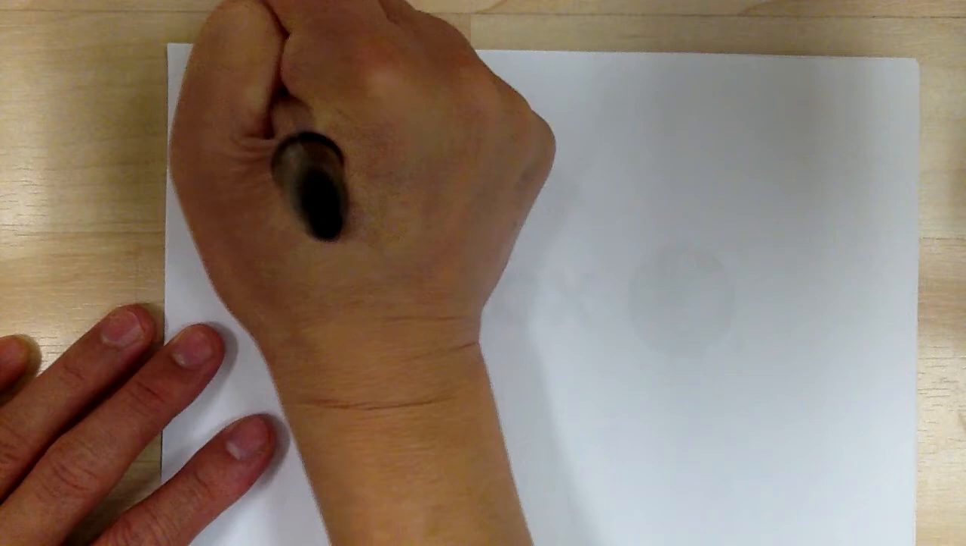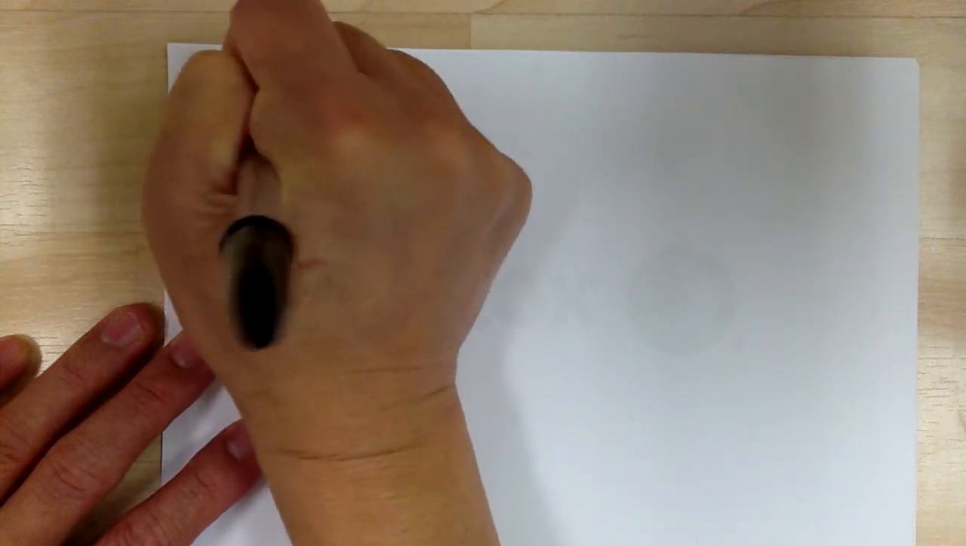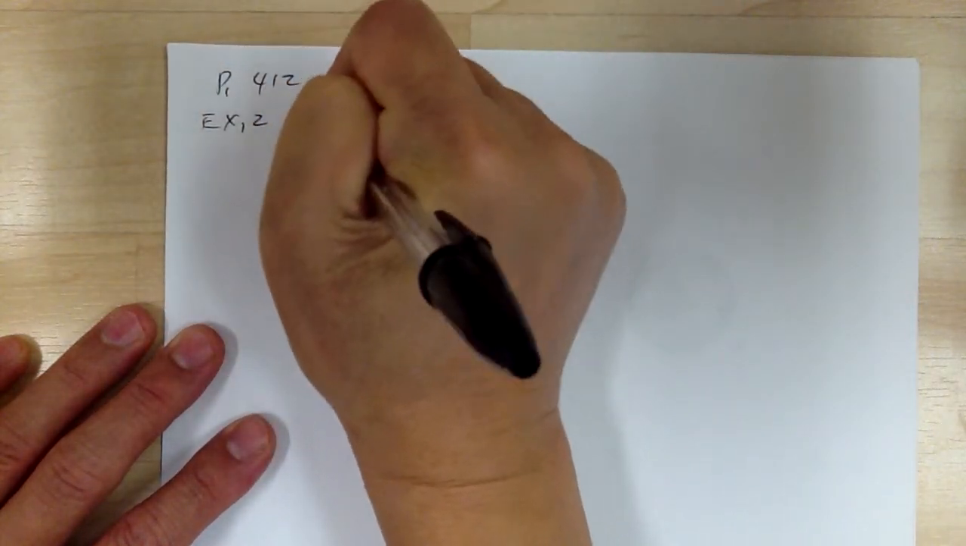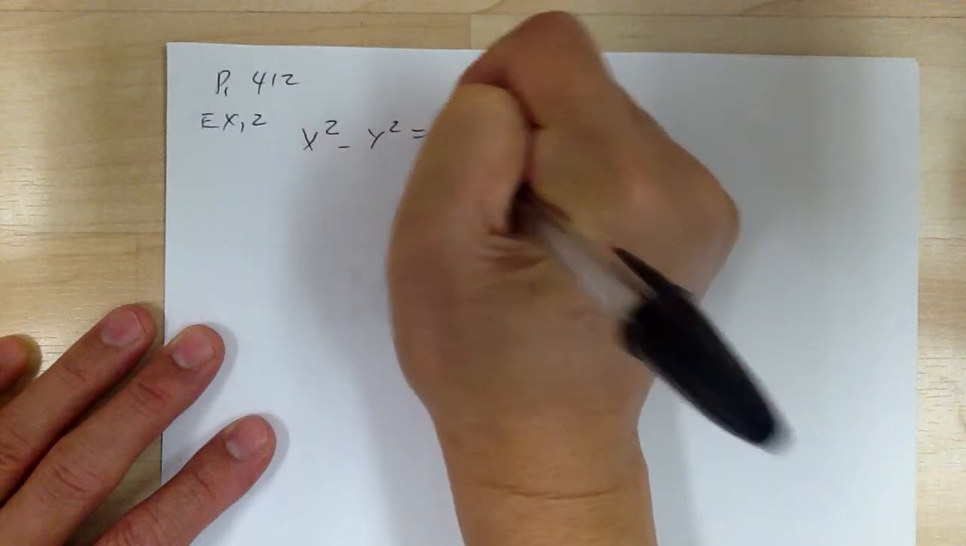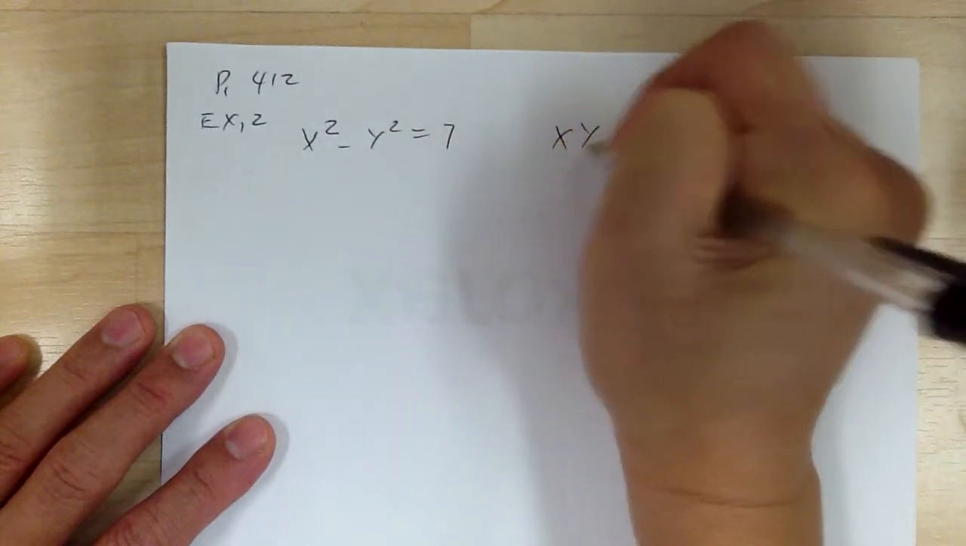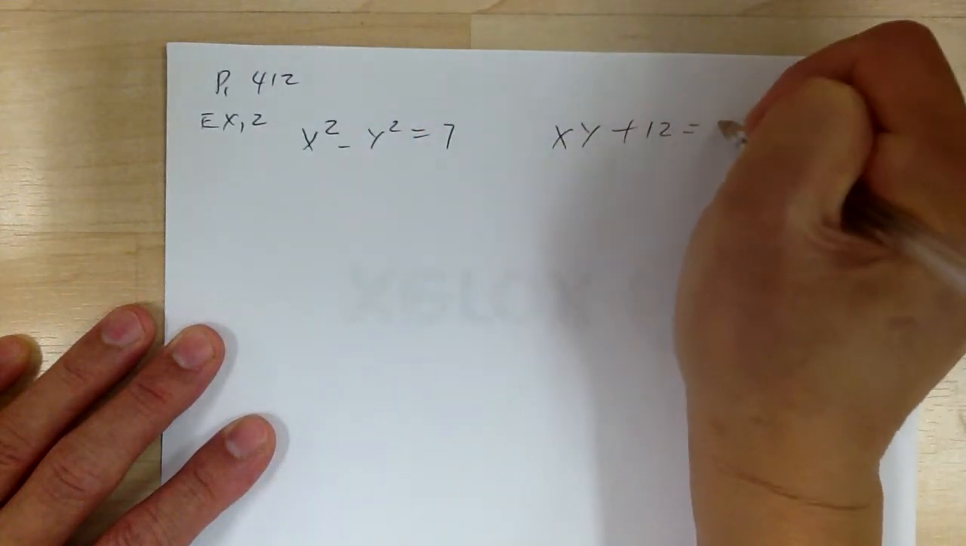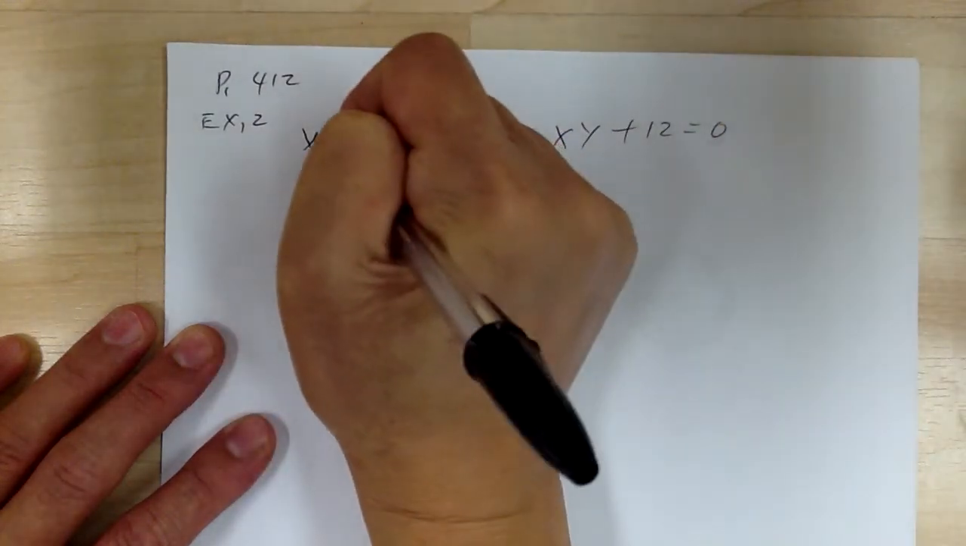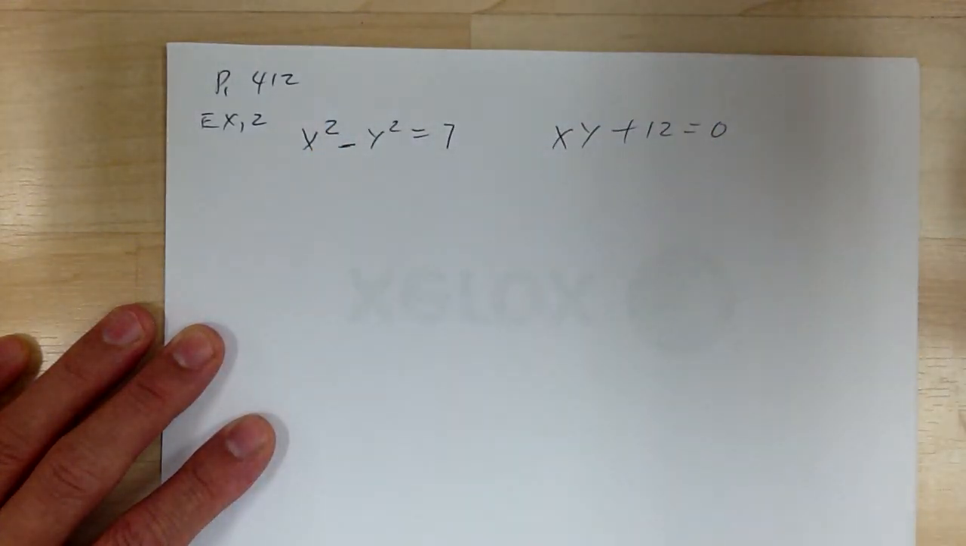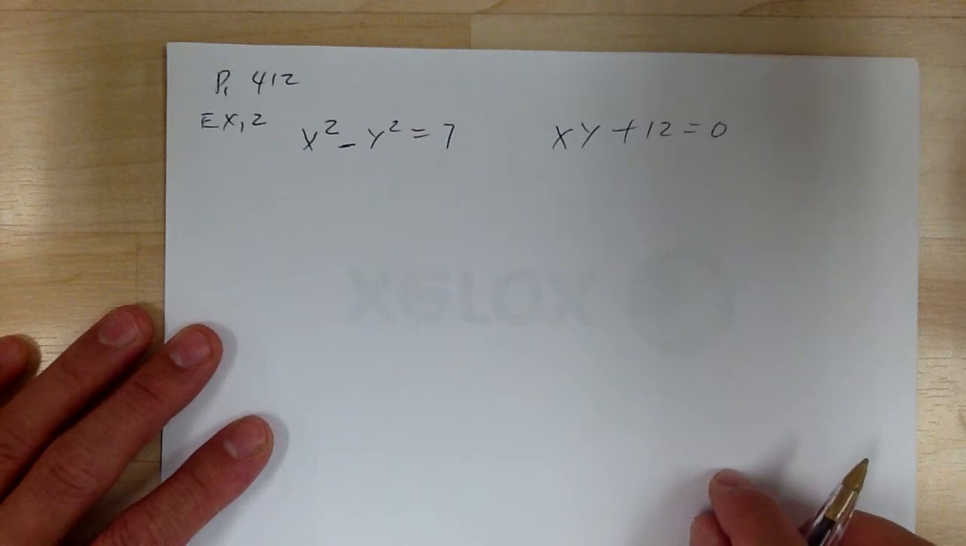Okay, so let's go to the next example. Let's go to example 2. So you have x squared minus y squared equal to 7, and you have xy plus 12 equal to 0. So over here, you got two equations. Again, they are very different, so you have to use the substitution method.